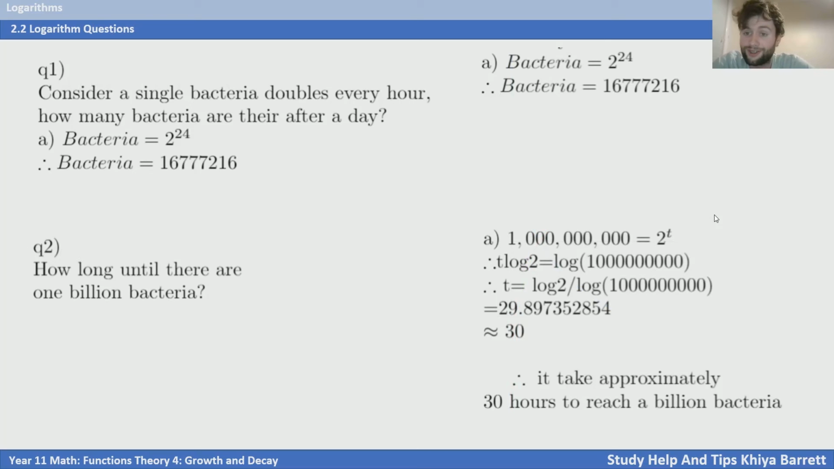1 billion equals 2^t. So 2^t is an exponential. We've got a function that's increasing exponentially, but we want to solve for t. So we're going to have to use the power rule. Like I said, this is the most important logarithm rule. So we have t log 2 equals log 1 billion. Now we can divide by log 2, and we can just chuck this in the calculator. So we found that it will take approximately 30 hours to reach 1 billion bacteria.